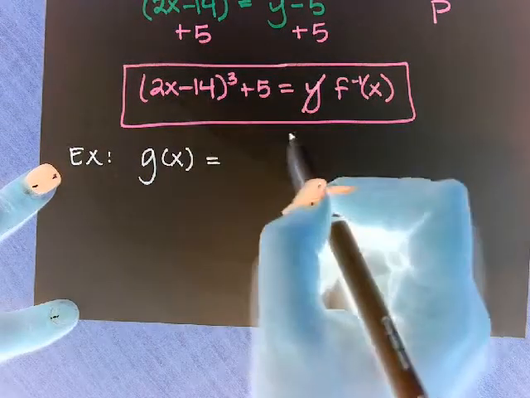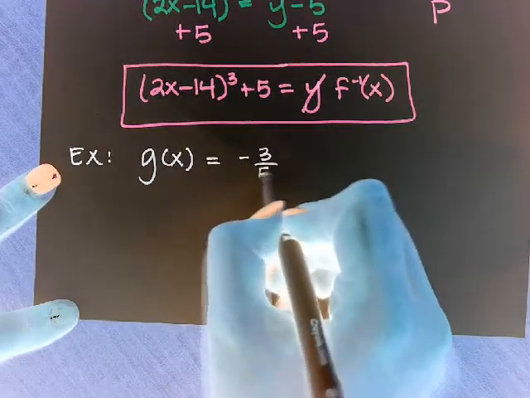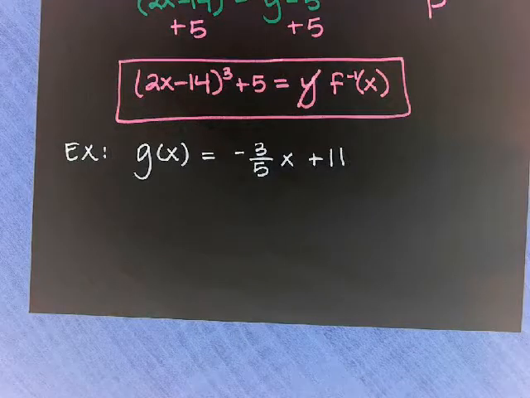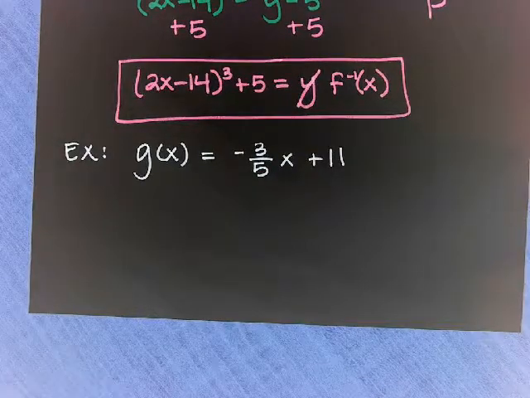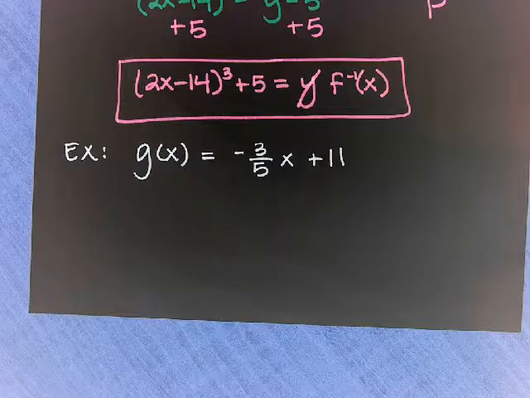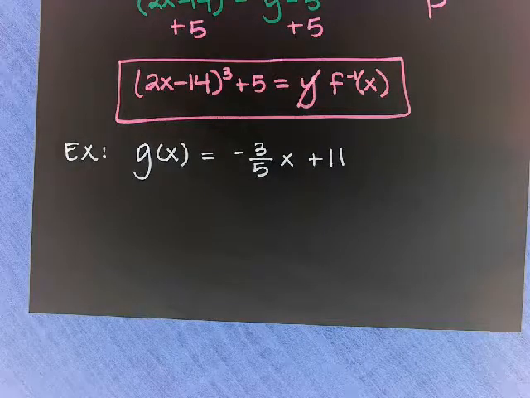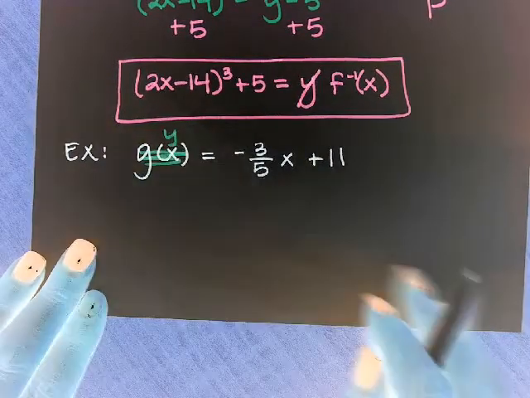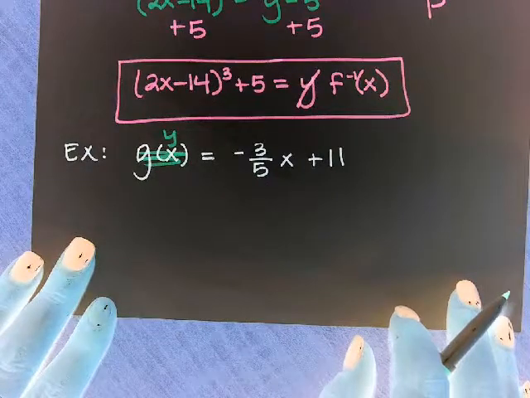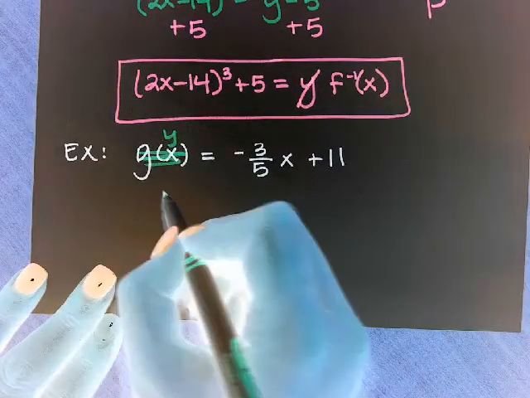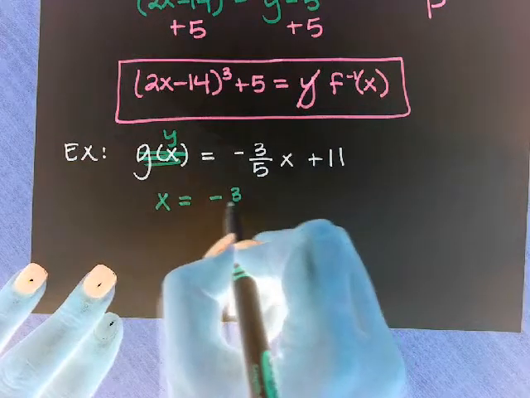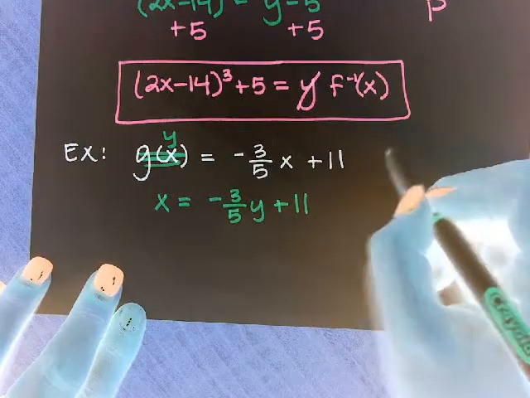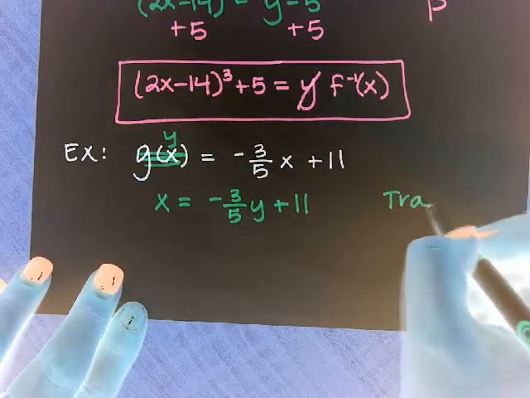g of x equals negative 3/5 x plus 11. Okay, so what am I going to do with that g of x? Say it again? Yeah, so I'm going to say that this is actually the y value. And then what do I do with the y and the x? Trade them. So x equals negative 3/5y plus 11. So I'm going to say trade x and y.